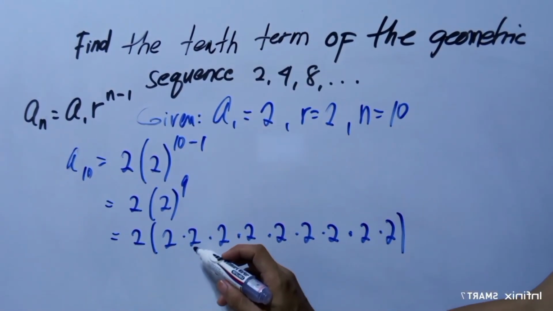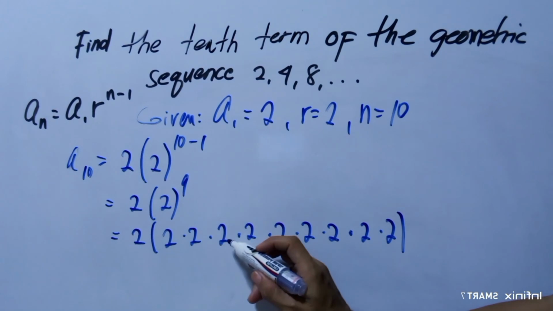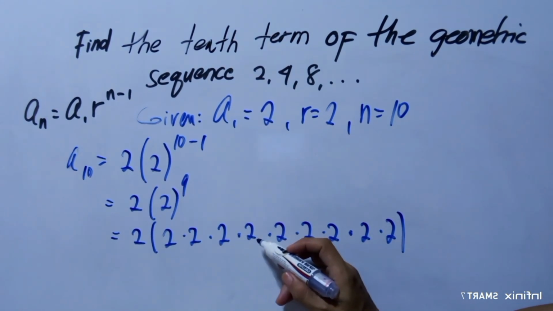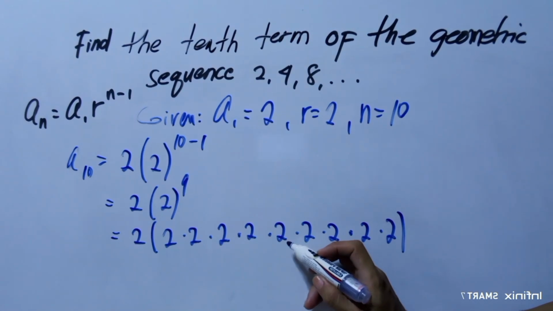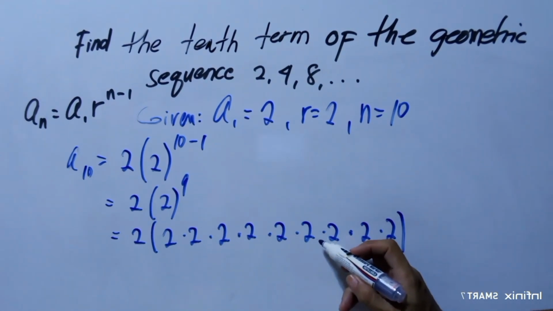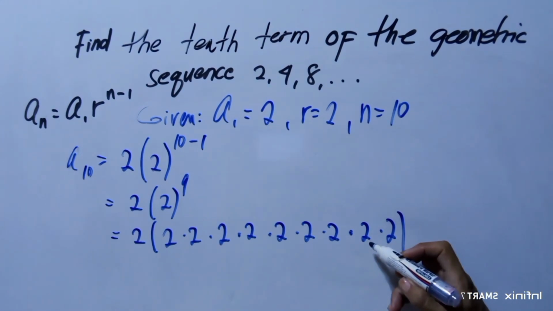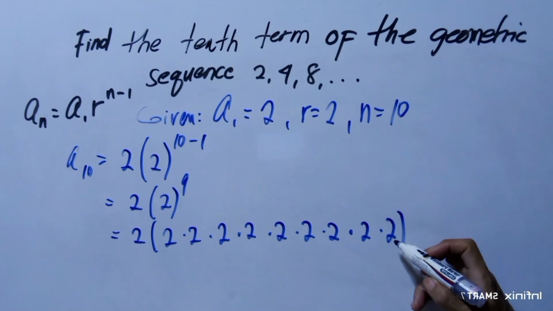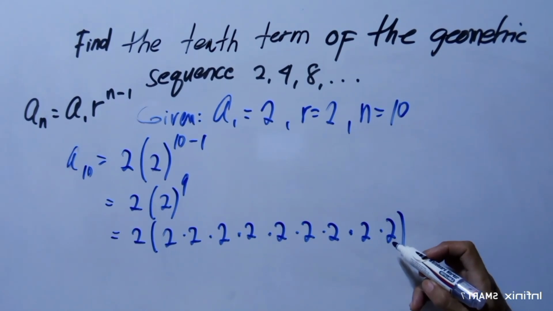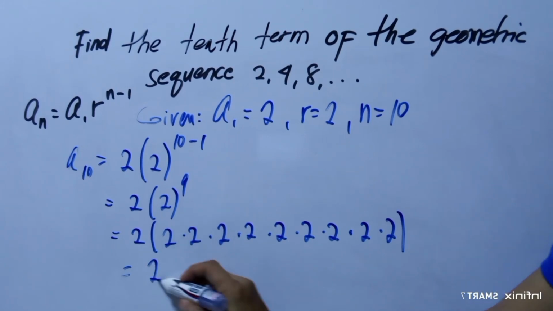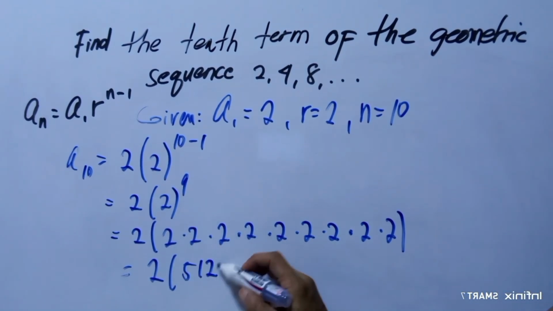So 2 times 2, that is 4. Times 2, that is 8. Times 2, that is 16. Times 2, that is 32. Times 2, that is 64. Times 2, that is 128. Times 2, that is 256. Times 2, that is 512. Okay? So 2 times 512.